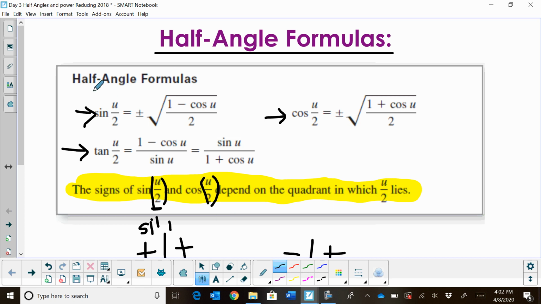Okay, just a last minute reminder. Remember to use the original angle to decide if sine and cosine are positive and negative. It's not the angle you plug into the formula right here. It's the original angle beside the quadrant.